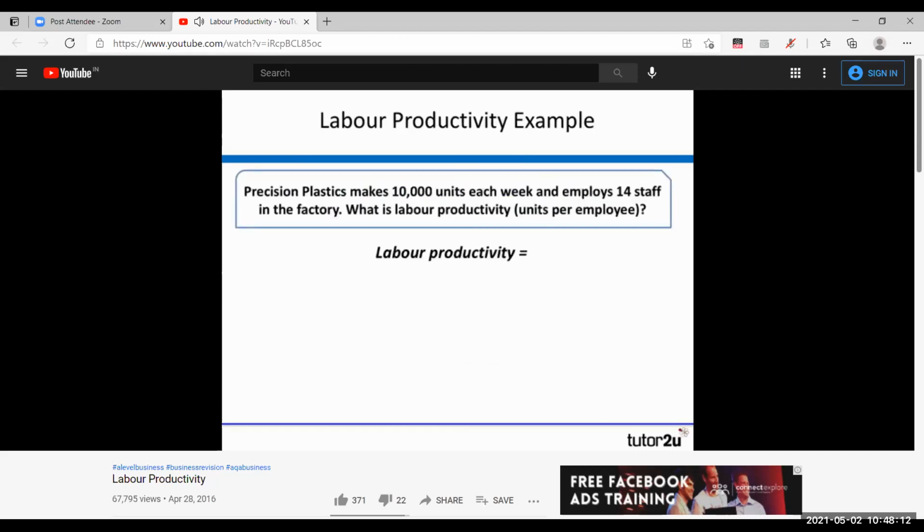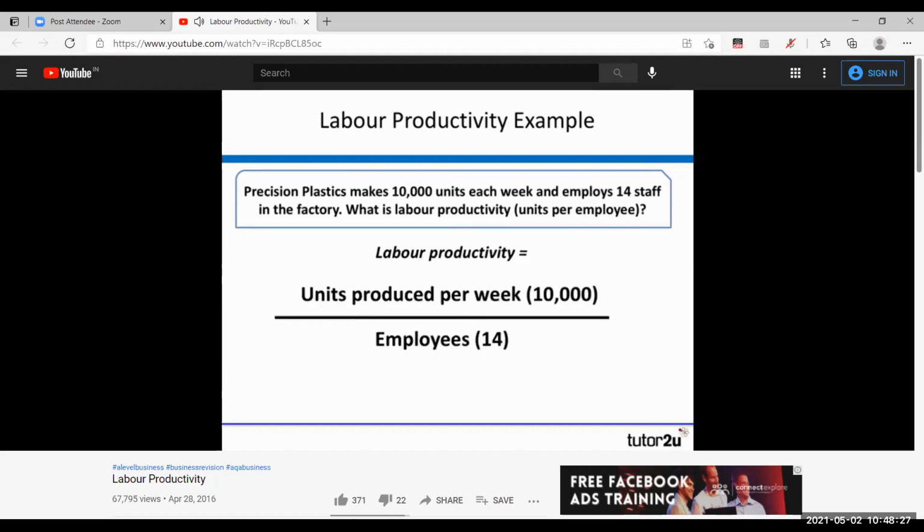Let's have a look at a simple example. Precision Plastics, sounds like a plastics manufacturer, makes 10,000 units each week and employs 14 staff in the factory. How would you calculate labour productivity? Well, we're looking at a volume measure there, aren't we?